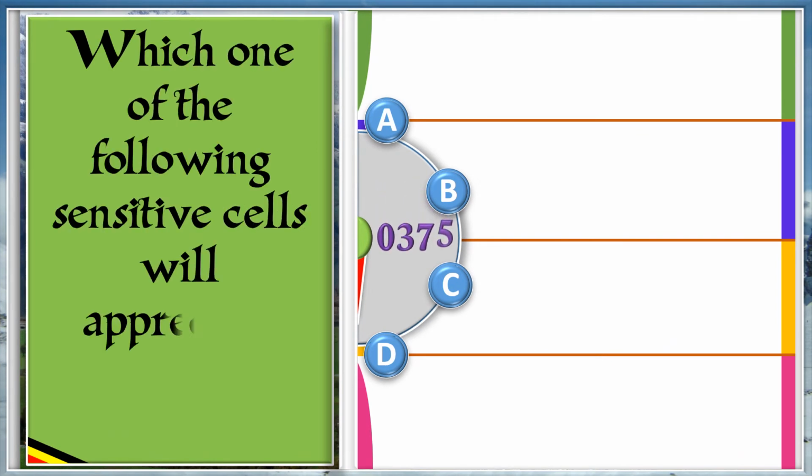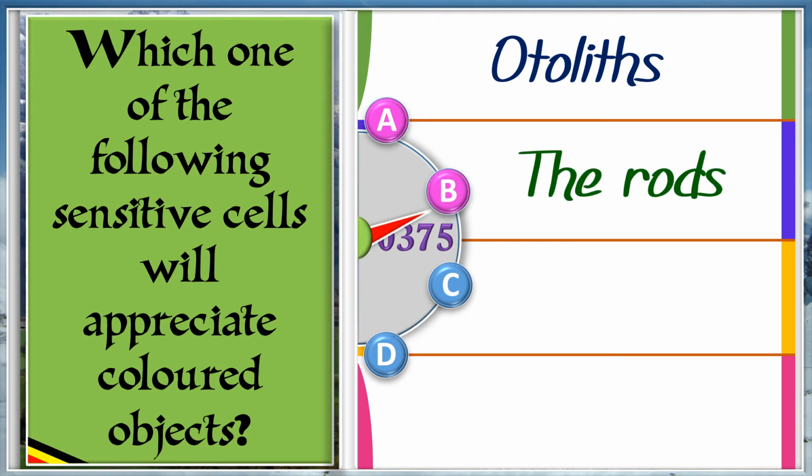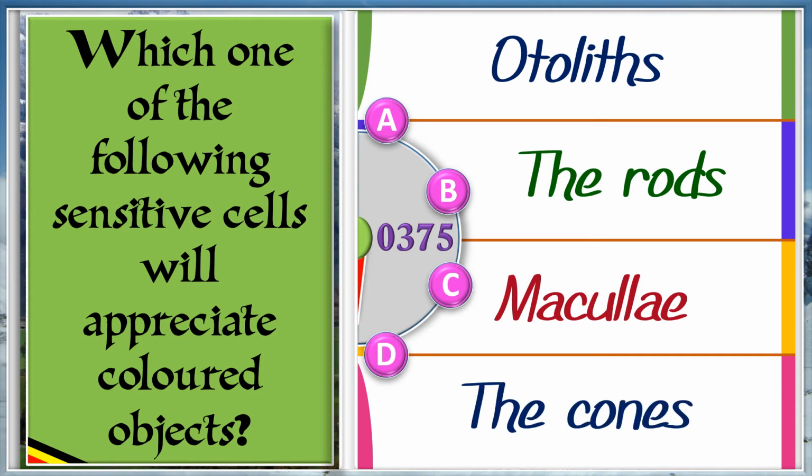Which one of the following sensitive cells will appreciate colored objects? A. Ornithine. B. The rods. C. Macula. D. The cones. And the answer is D. The cones.